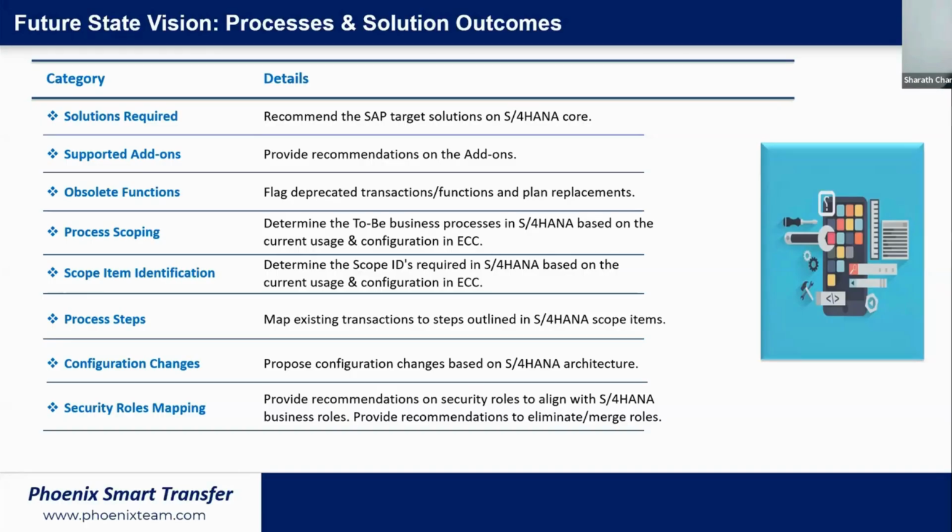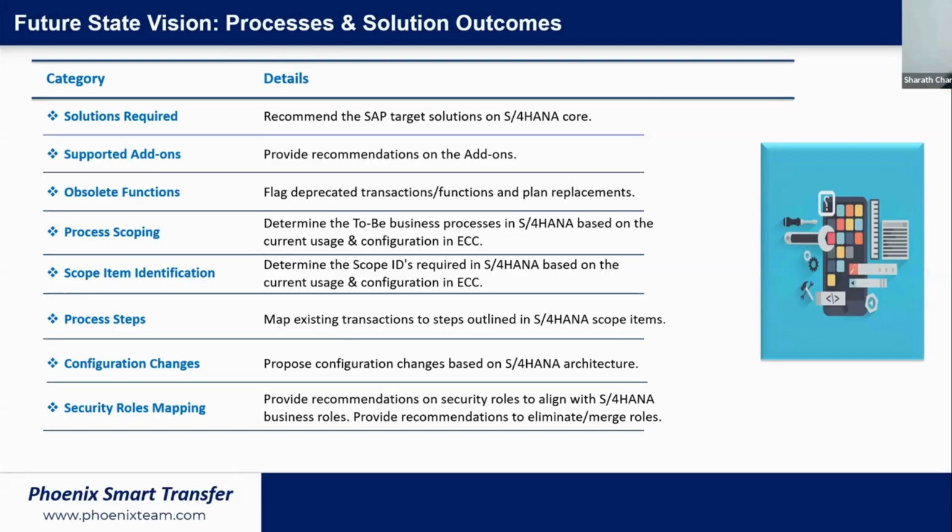Furthermore, it's going to scope out your processes and map the corresponding scope items against each of these processes against the standardized scope items from S4HANA. S4HANA has a vast number of scope items, but there could be only a few that become relevant for you as part of your ongoing ECC process. That's where this tool is going to give you the recommendations that these are the scope IDs or scope items that become relevant once you're onto S4HANA.